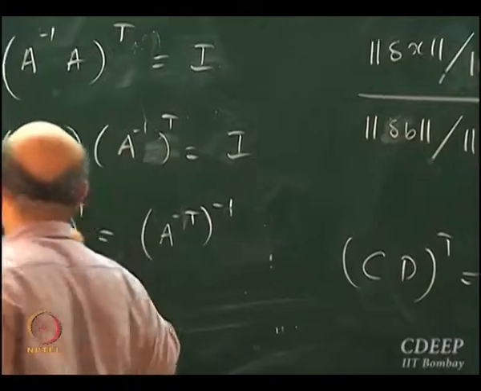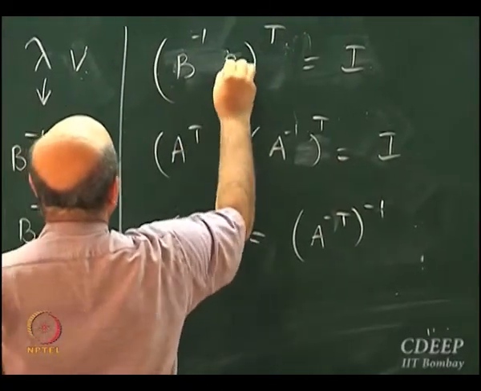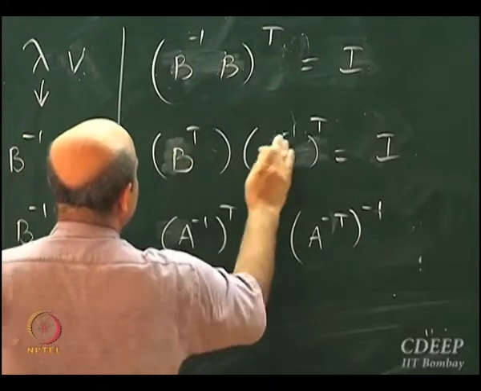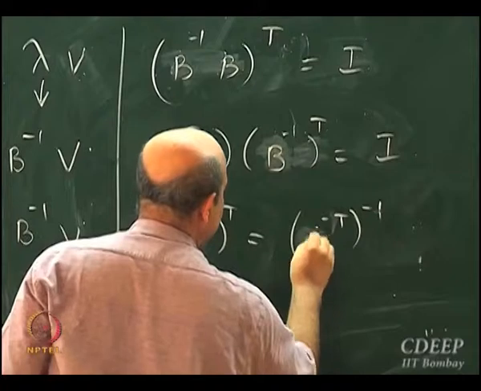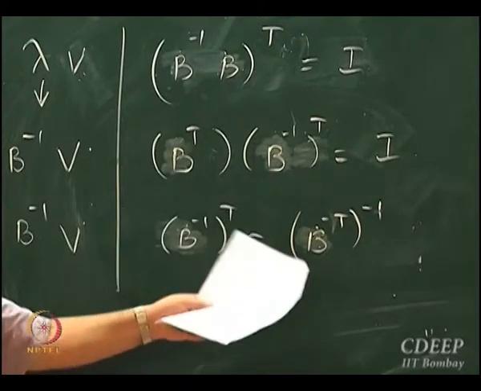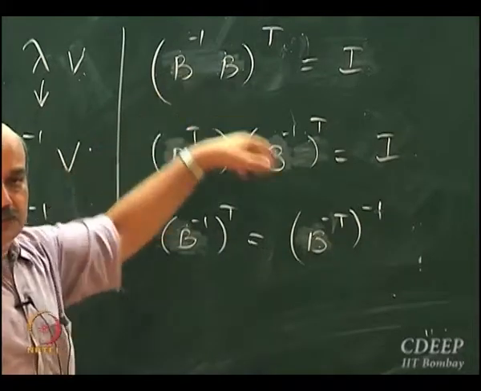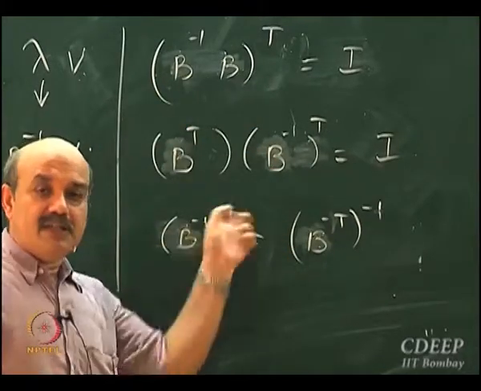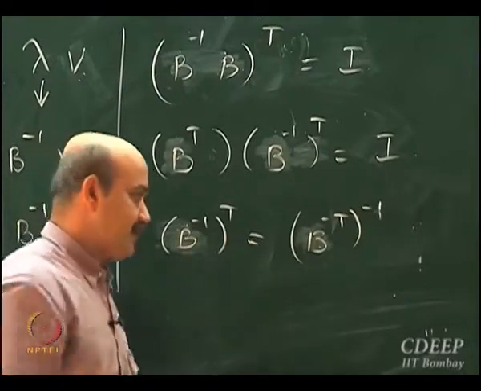Or let's not confuse with that A here. Let's put this B. Notationally, I am just talking about general properties of matrices. We are talking about AX equal to B. I am not talking of that A. In general, for any square invertible matrix, you can show that B inverse transpose is same as B transpose inverse. You can interchange transpose and inverse.